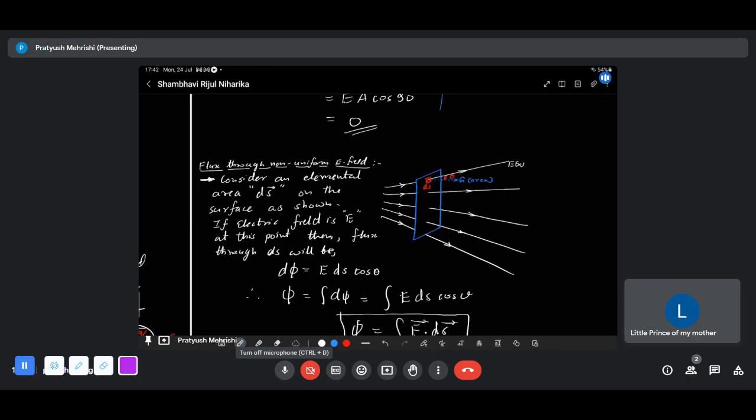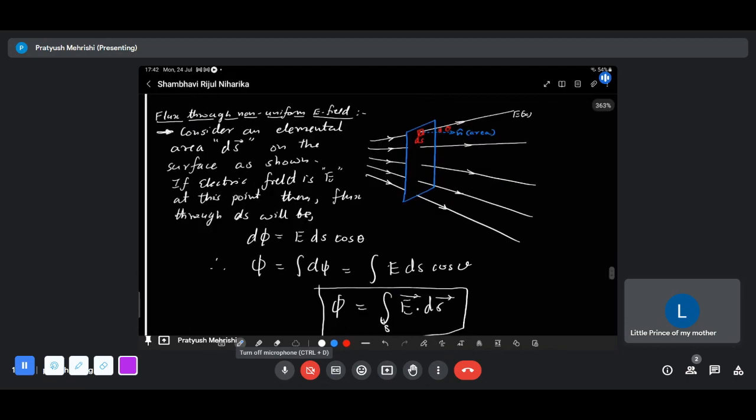Now, most important thing, if the flux is to be found out, but the flux is due to non-uniform electric field. The flux here is of non-uniform electric field, is it not?